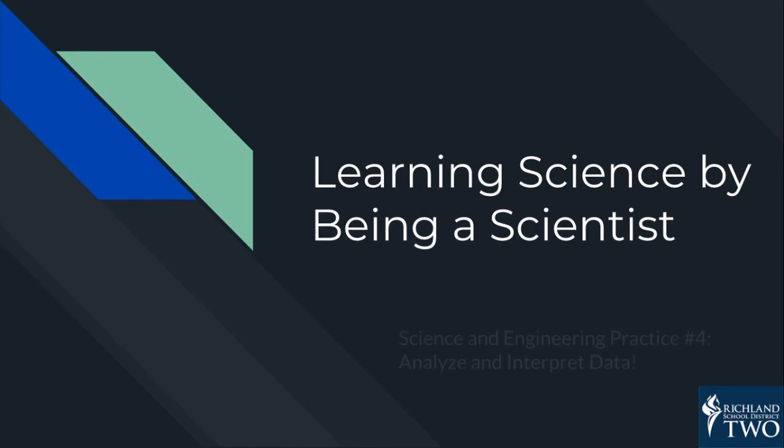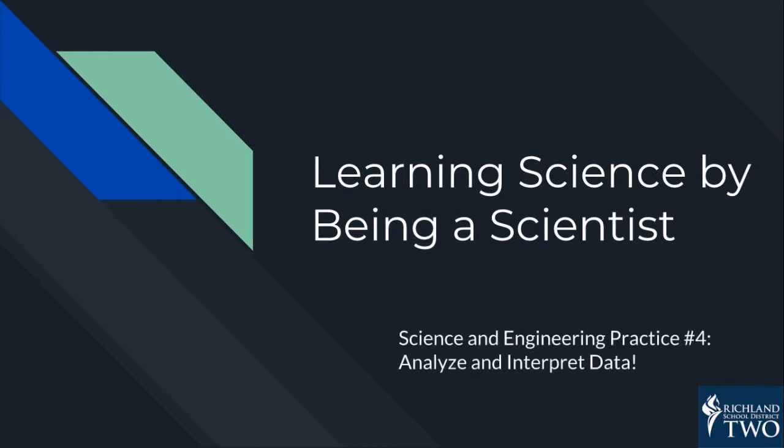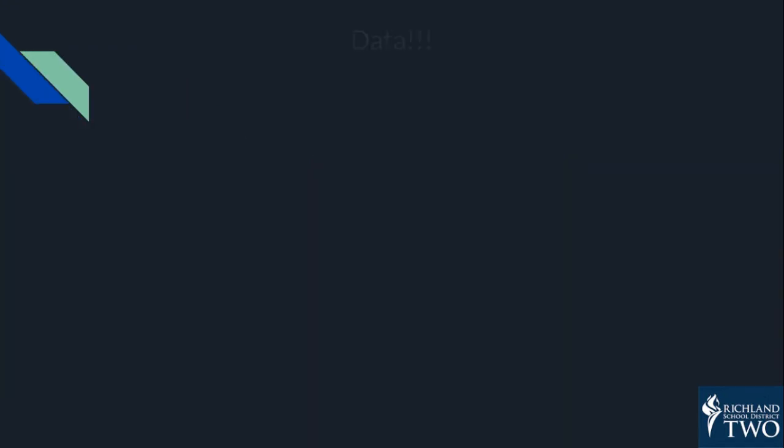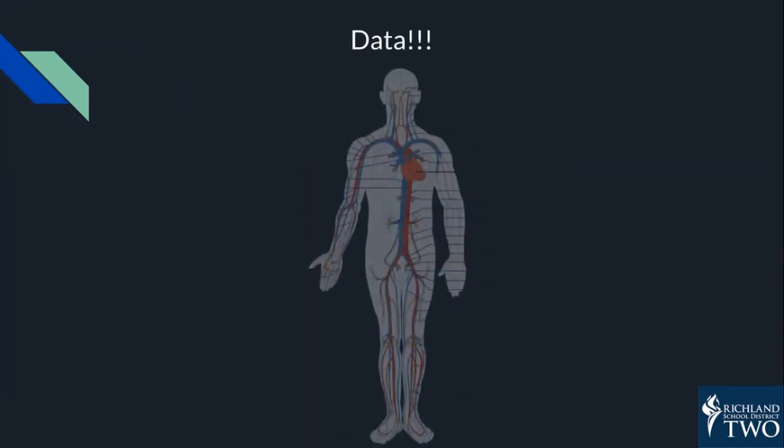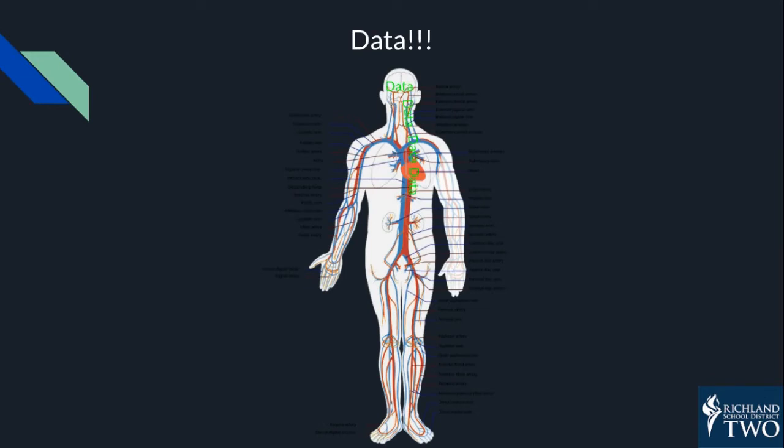In this video, we are going to explore how and why scientists analyze and interpret data. If you are going to be a scientist, you need to know about data. Data is the lifeblood of science: where we get it, what we do with it, how we use it, what it all means. It's all about data.